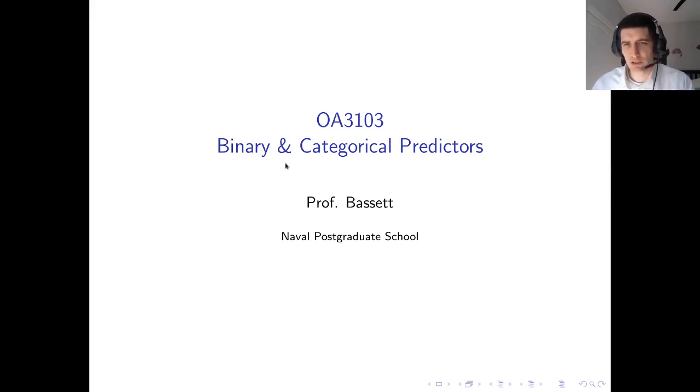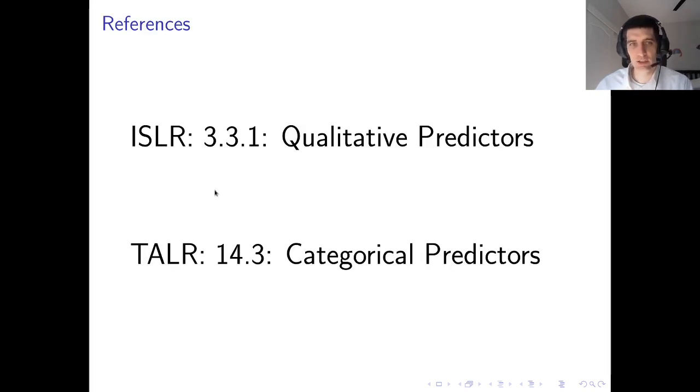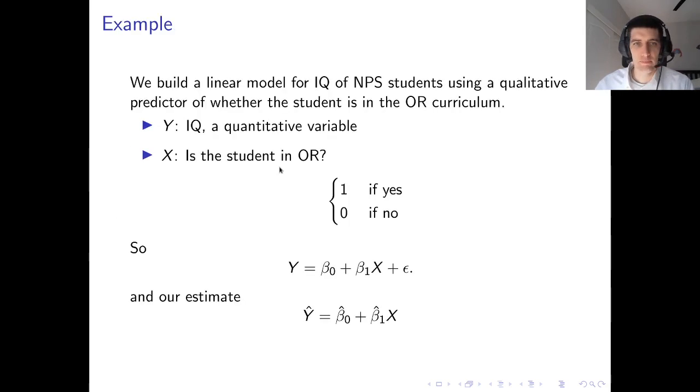There are a lot of different ways to describe this. We'll call it binary predictors, categorical predictors, qualitative predictors. In the machine learning community, they call this one-hot encoding. It has a lot of different names, and I think that once you see it, it's a pretty straightforward concept, and seeing it described with different vocabulary words, I hope, will be clear. So here are the sections in the references. Let's just start with an example.